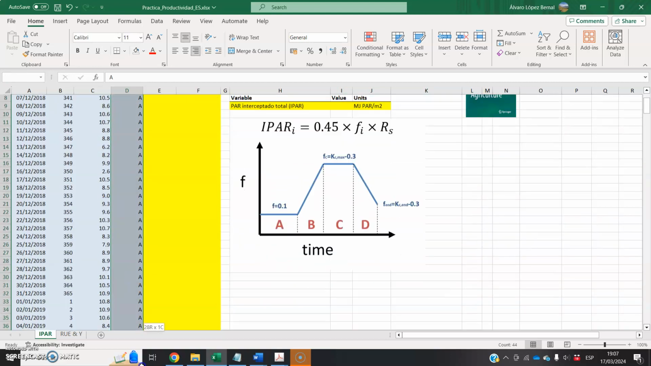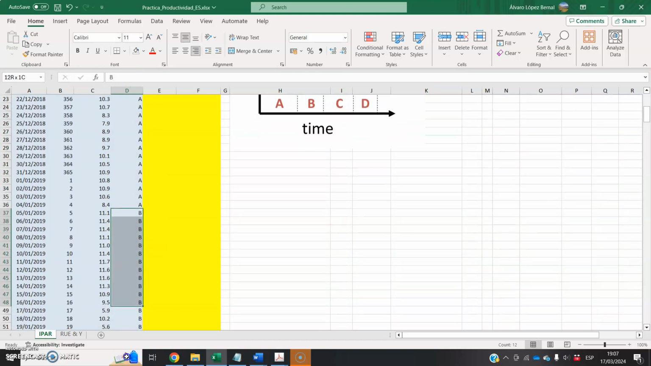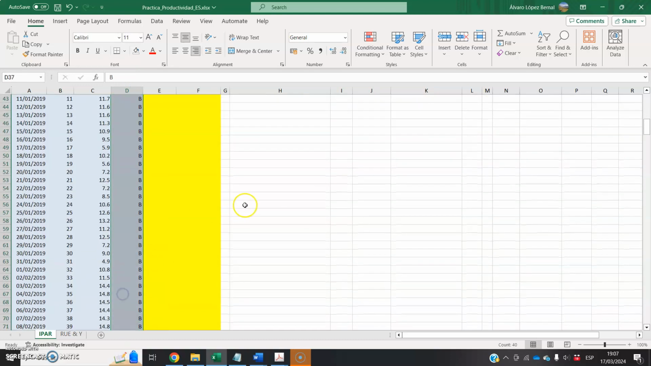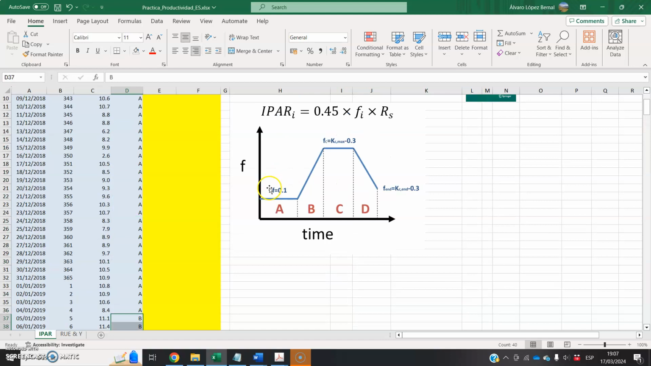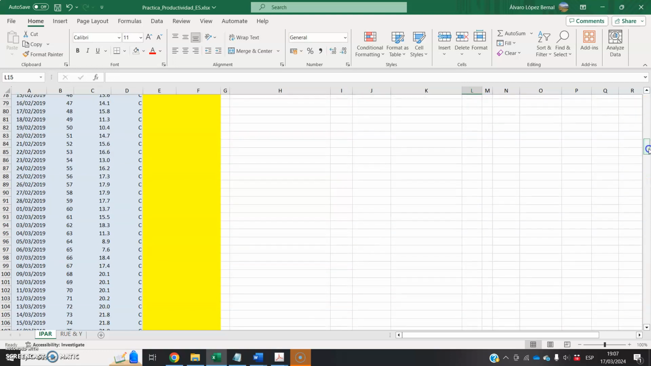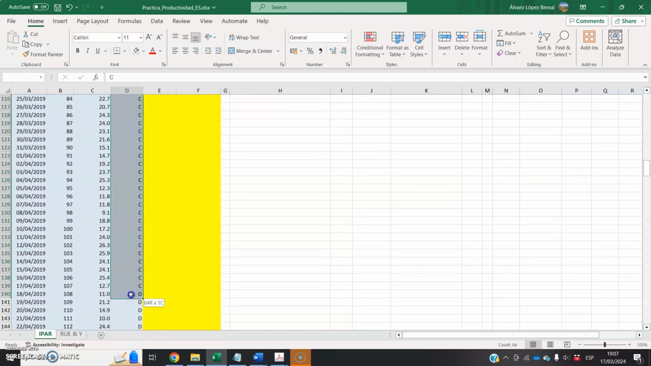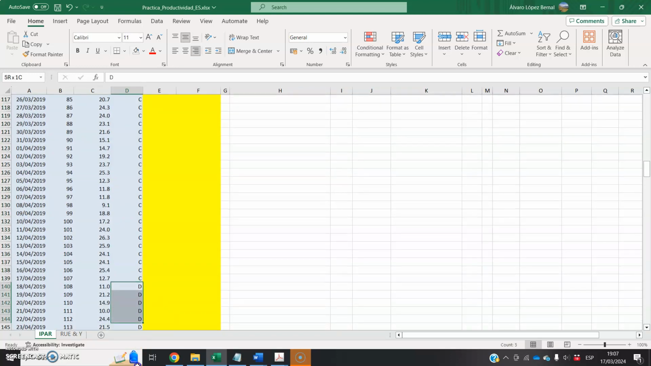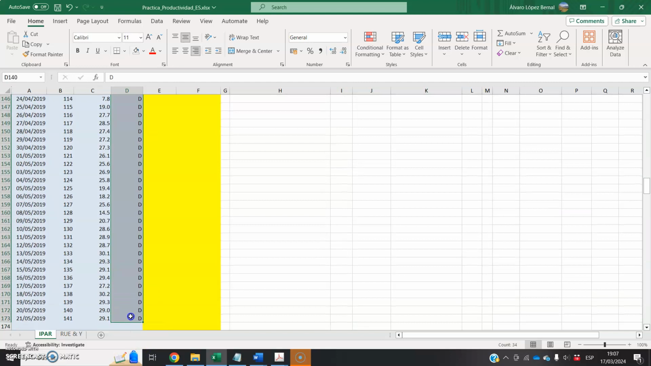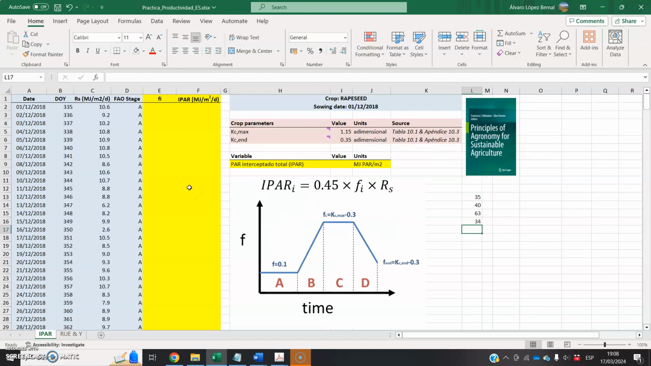Stage A takes 35 days, stage B 40 days in this example. For stage C, we have 63, and finally 34 for D. Okay, let's make the calculations.